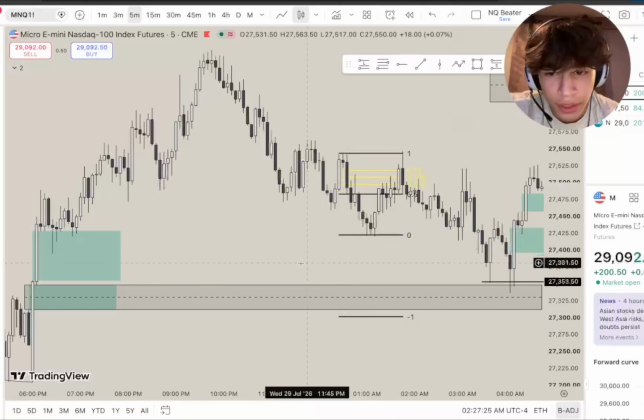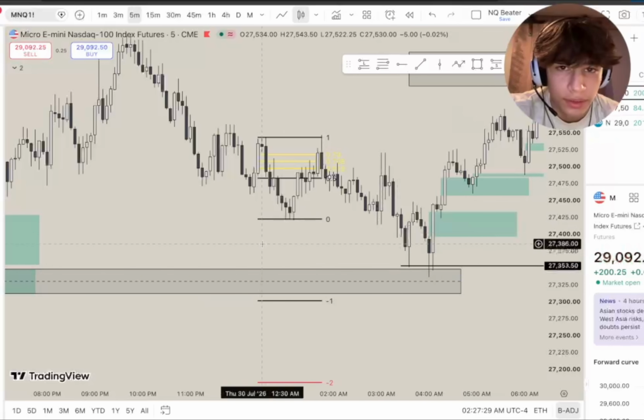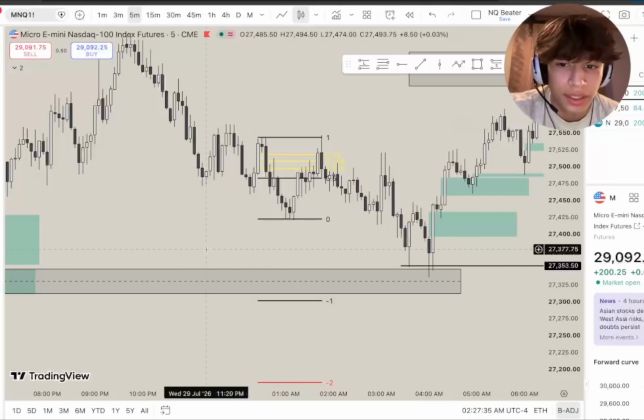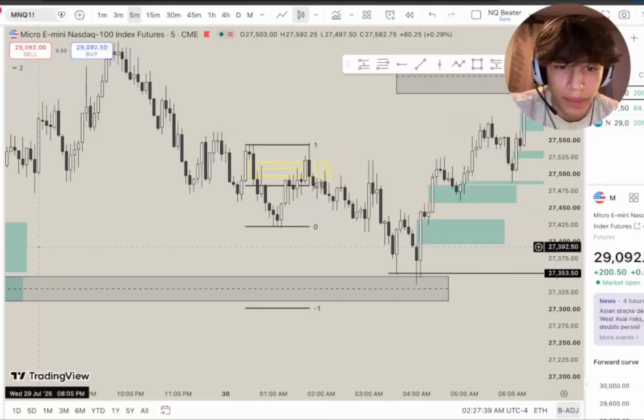But a main thing to notice is we also want to have a key level tapped within it. We don't just want a random OTE zone, or we don't want a random manipulation leg. We want a key level like this. So for example, we have an unfilled fair value gap that we tap into.